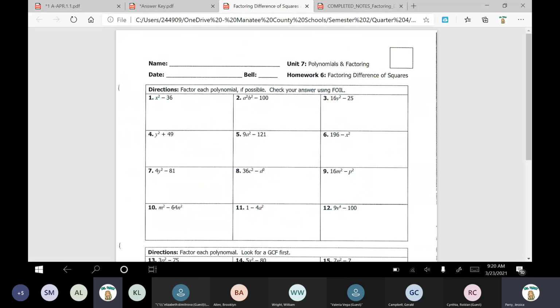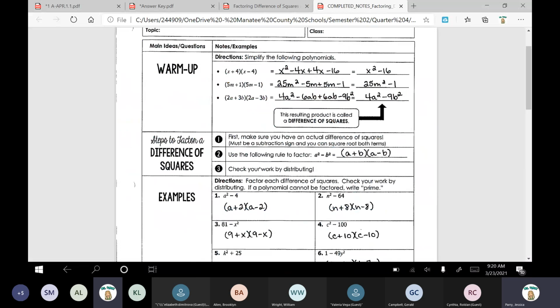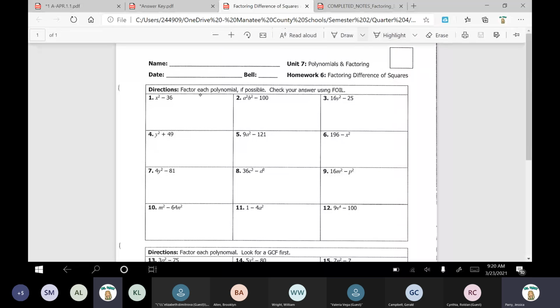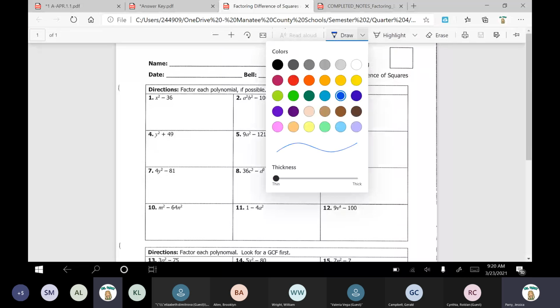Let me look at the notes really quickly from yesterday. Some of you joined, some of you did not. These are the notes that we took yesterday, so hopefully you have them next to you. If not, then you might want to get them and reference them if you have questions. It's the same exact topic, factoring difference of squares. We're just doing the assignment on it today. You are only going to be doing the even numbers. You're doing the even numbers only.